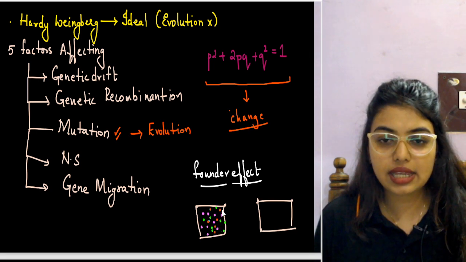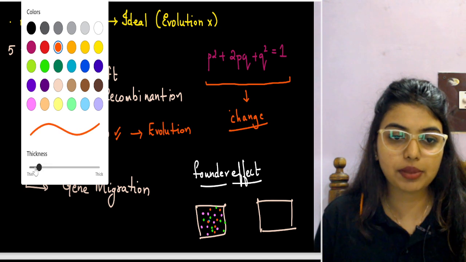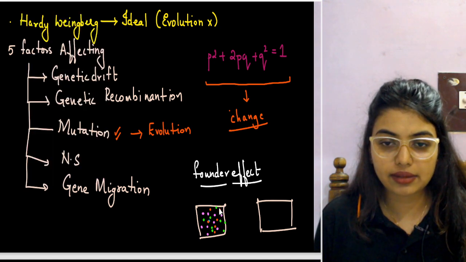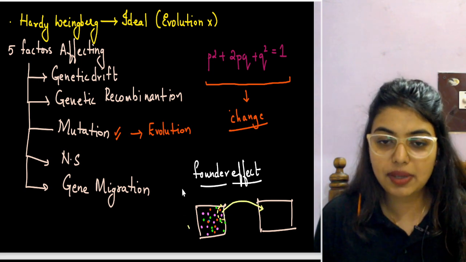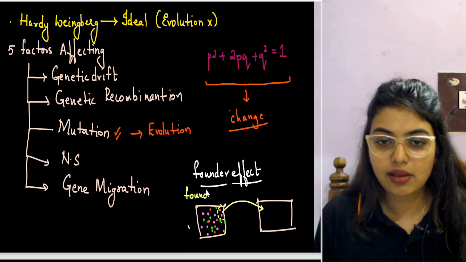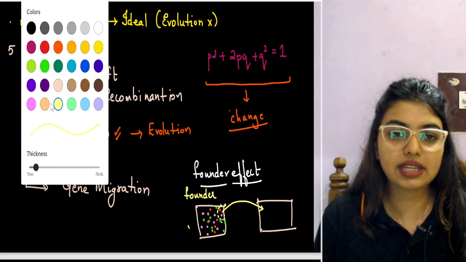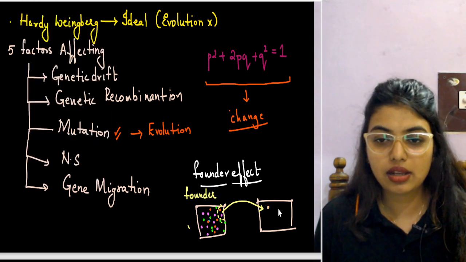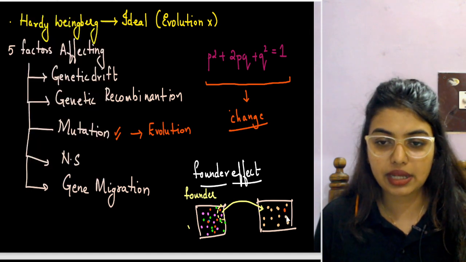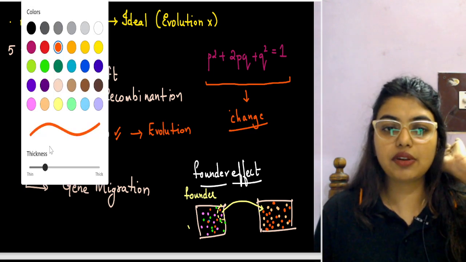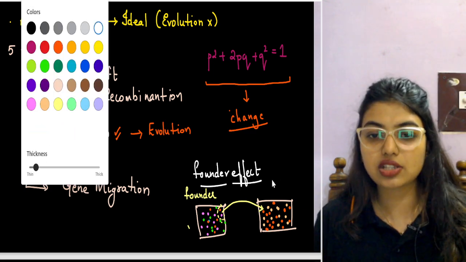Let's say one set of population migrated. This set of population migrated to this one. So this becomes the founders. And these people who have migrated, they become the new population. Who are they? Orange and pink. Orange and pink starts up a new population by itself. This becomes the new population. So the ones from where they migrated become the founder, and this is called the founder effect.